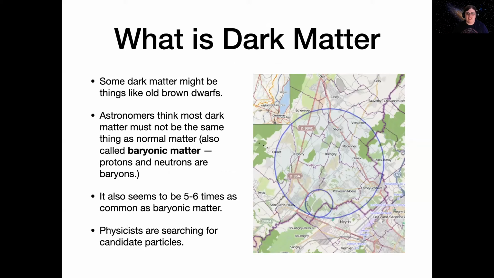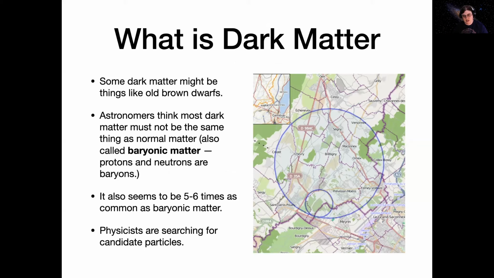So, all right, what is this stuff? Now, some of it might be things that are just really hard to see. Old brown dwarfs, they're very cold, they're very small, they're hard to detect. They're still emitting and absorbing light and other kinds of electromagnetic radiation, but they're just a good way to have mass that's mostly dark.